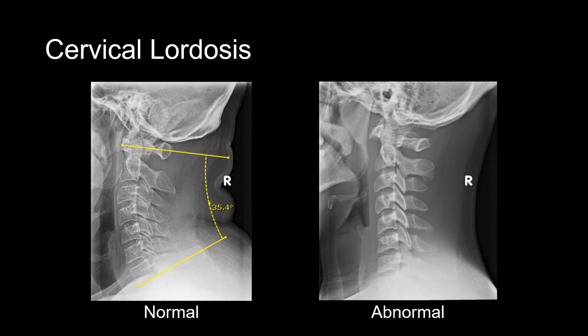The cervical lordosis is measured by the inferior endpoint of C7 here and drawing a line, as well as drawing a line through the plane of C1 and measuring that angle. This would be a normal angle, and then this one would be an abnormal angle as there is no angle.